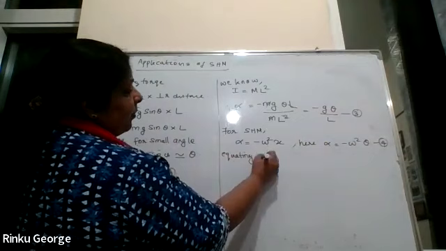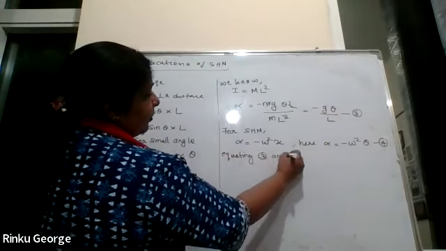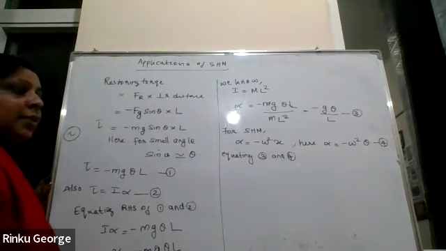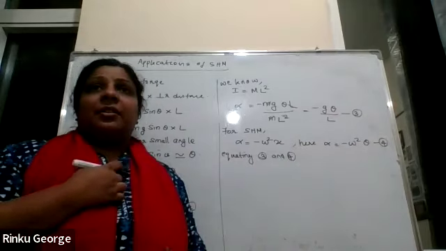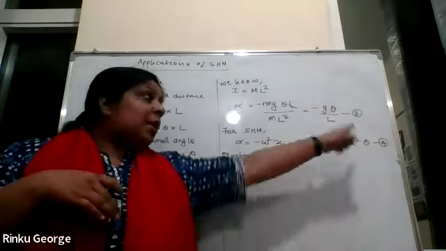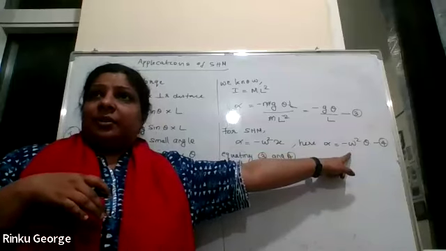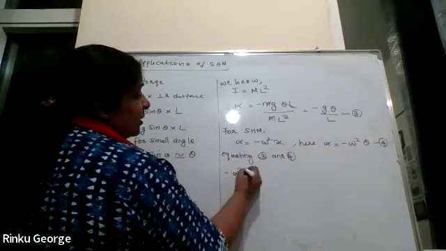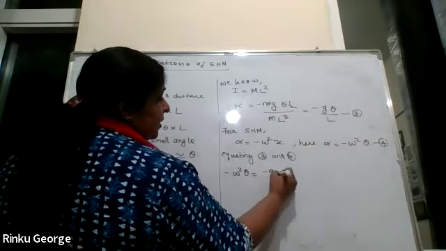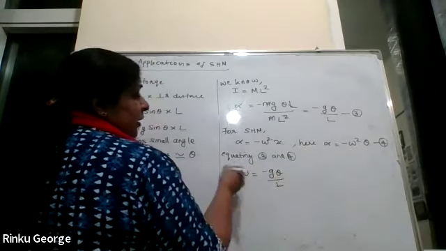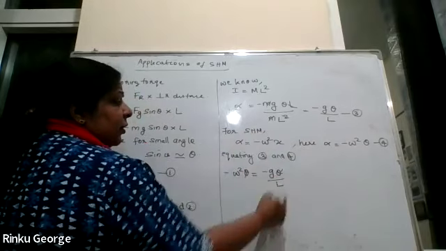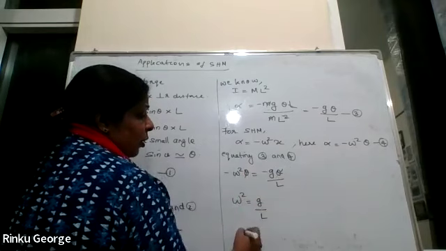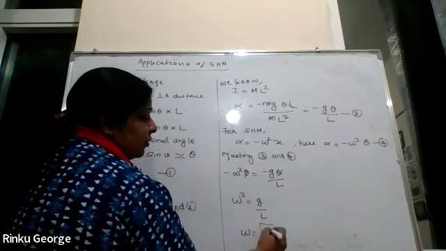Ishanvi, understood what we are doing? Yes, ma'am. Equating the RHS of 3 and 4 because we need time period. So in order to find time period, somehow you should bring omega. That is what we did. So minus omega square theta is equal to minus g theta by L. Negative, negative gone. Theta, theta gone. Omega square is equal to g by L, or omega is equal to root of g by L.